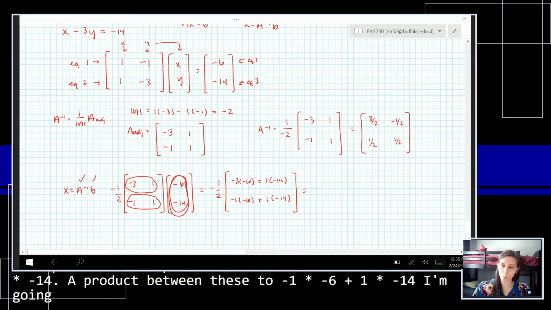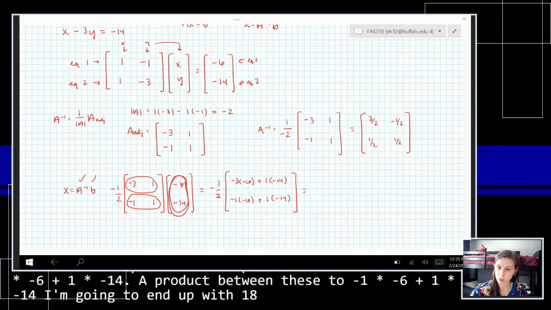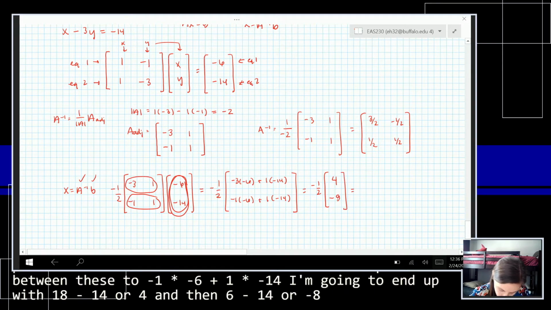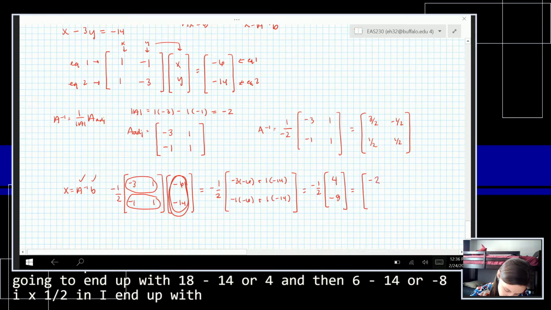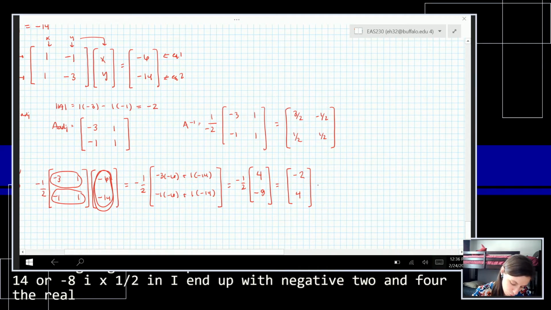I'm going to end up with 18 minus 14, or 4. And then 6 minus 14, or negative 8. If I multiply my 1 half in, I end up with negative 2 and 4. So there we go. x equals negative 2, 4.